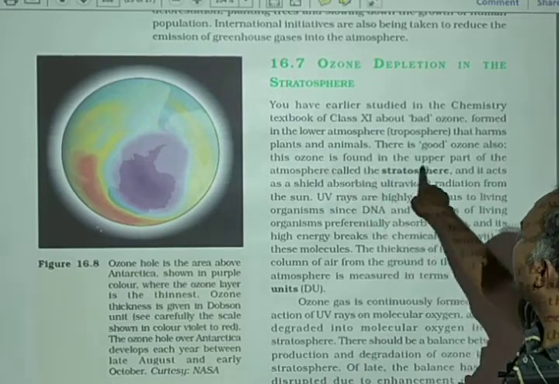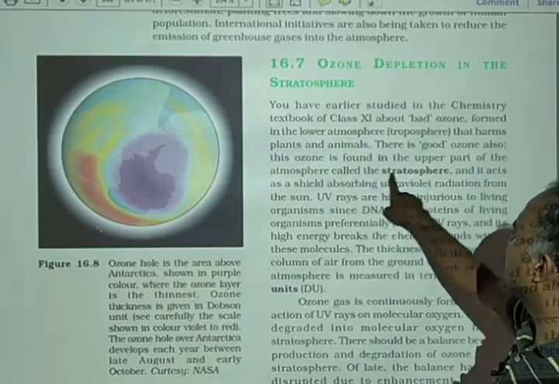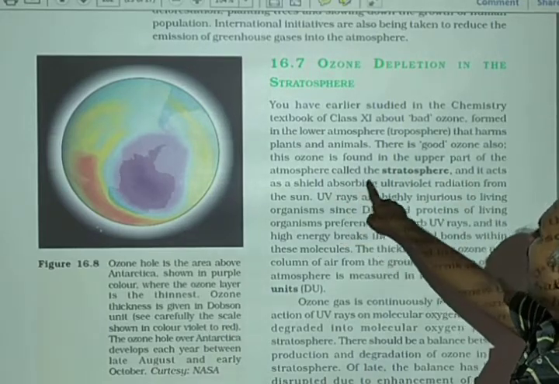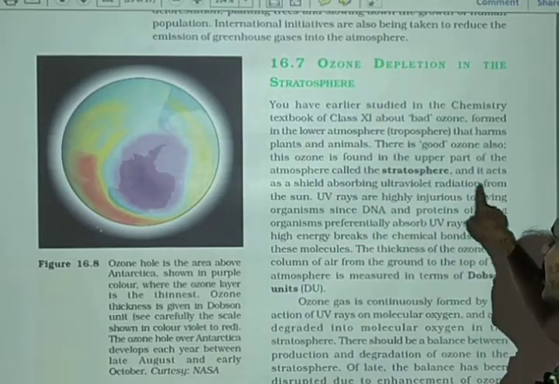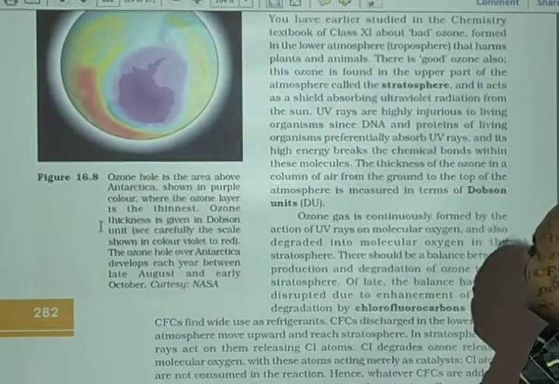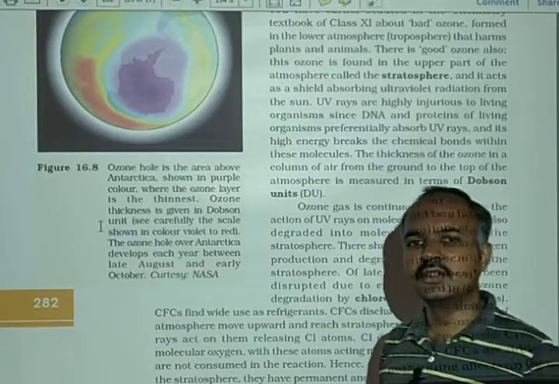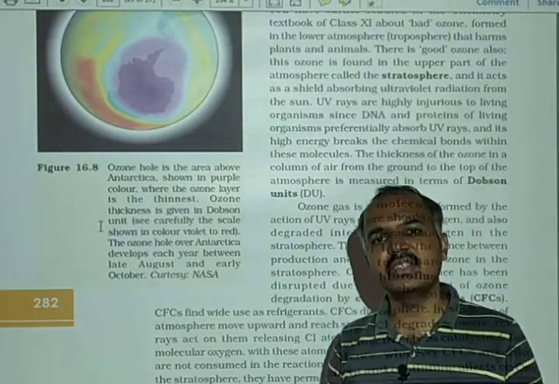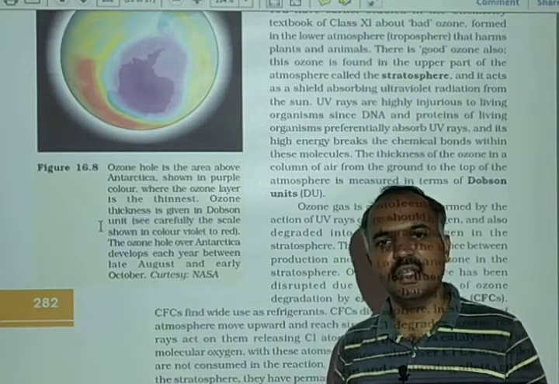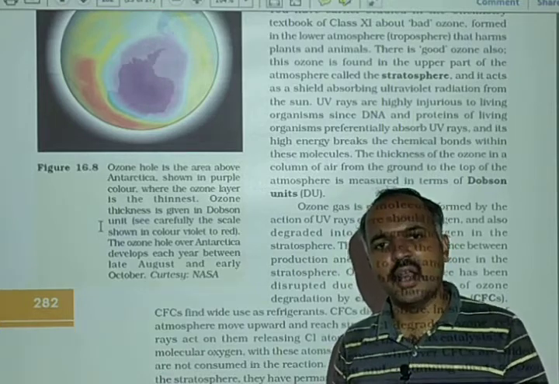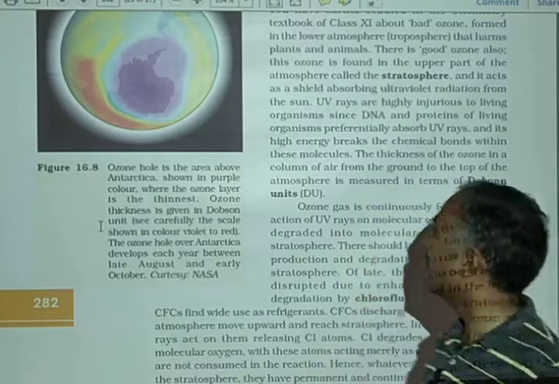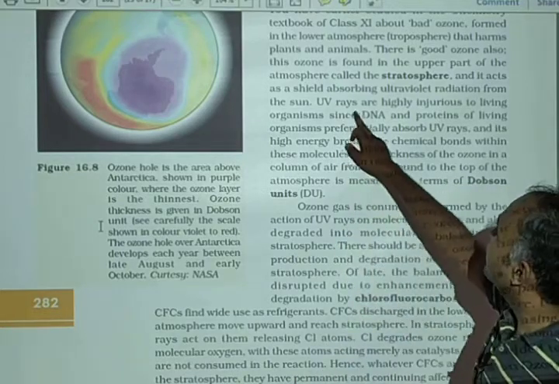Good ozone is found in the upper part of the atmosphere, which is called stratosphere, and it acts as a shield, absorbing ultraviolet radiation coming from the sun. All the UV rays which are coming with the solar radiation are absorbed in the ozone layer that is present in the stratosphere.